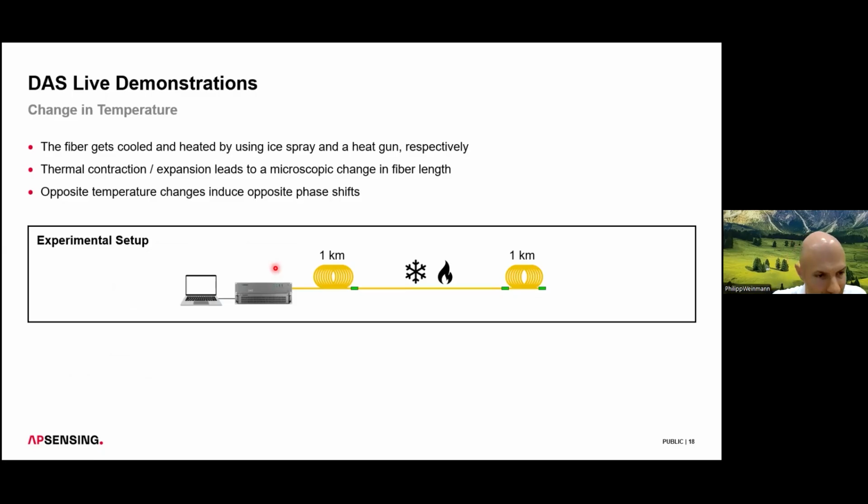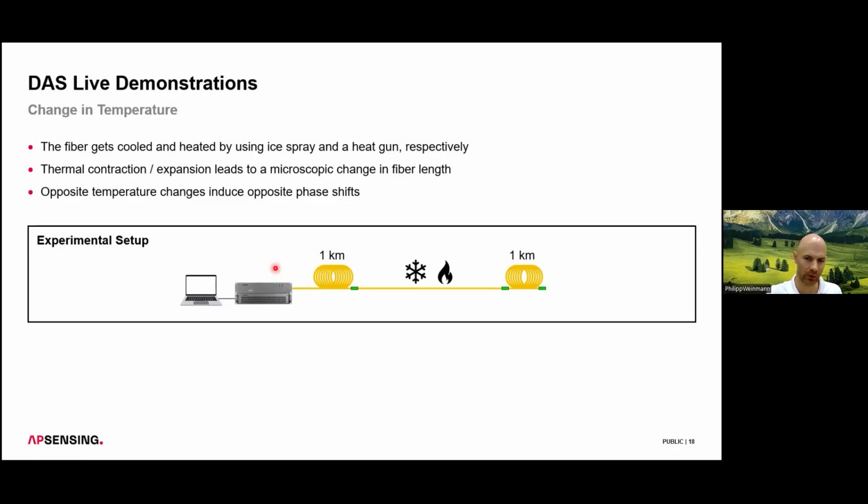So the experimental setup looks like the following. We have a DAS system. I have connected a fiber spool of 1 kilometer to the interrogator. After this spool, I have something like 50 meters of another patch cable in between. And in the end, I have added another fiber spool of 1 kilometer. So in total, we have a total fiber length of around 2 kilometers.